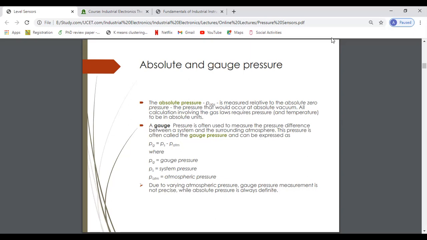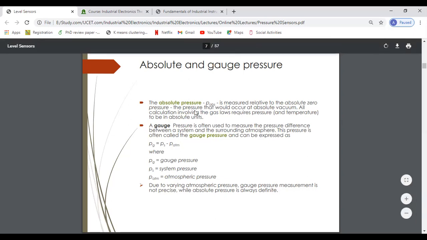This pressure is called gauge pressure and can be expressed with the symbol G. Pg is equal to Ps minus P atm, where Ps is the system pressure or surrounding pressure, and P atm is the atmospheric pressure, and Pg is the gauge pressure.